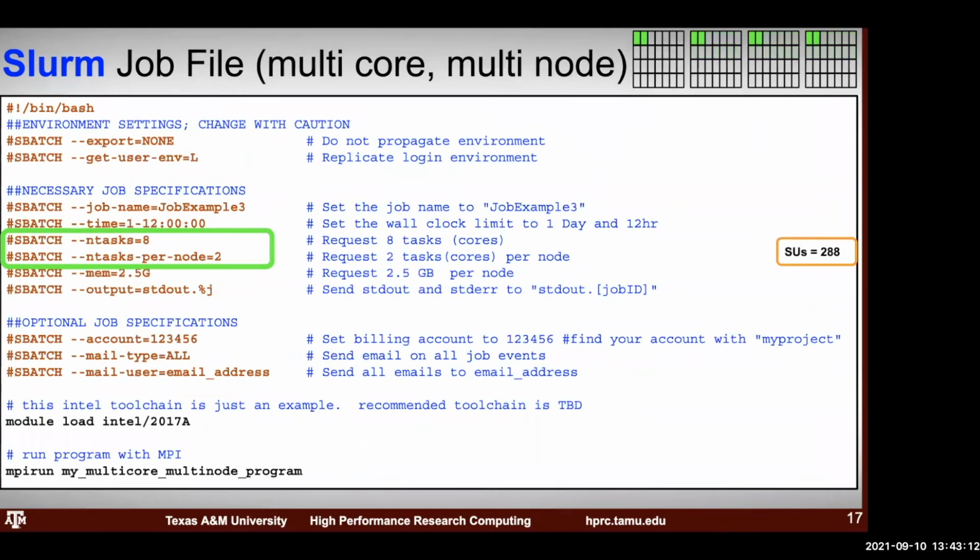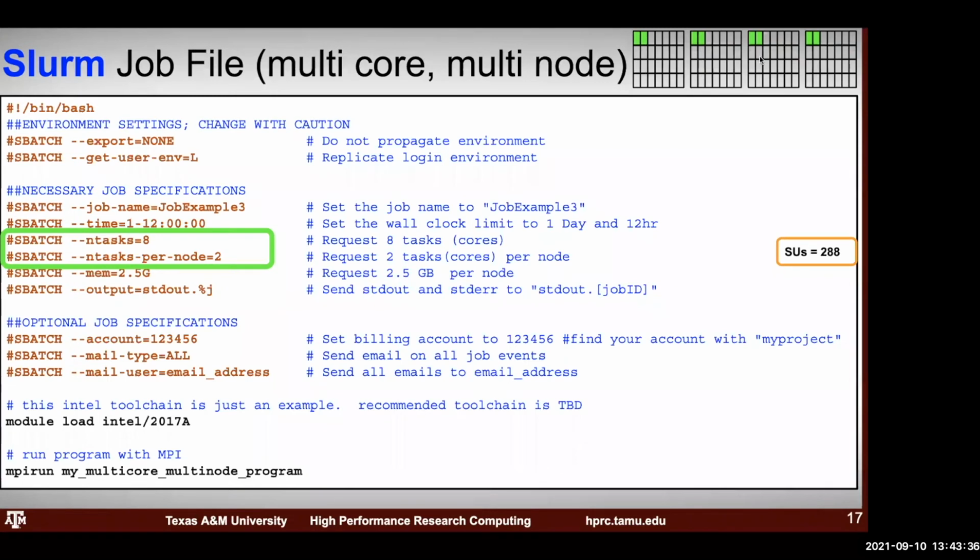Okay, SLURM job file, multi-core, multi-node. So we're using many cores on many nodes. This is kind of a funny example because we're saying 8 tasks and then 2 tasks per node. Very similar to how we had the 28 cores divided by 4, so we had 7. Same deal here, 8 cores total, but only 2 per node. Like I said, this is a very funny example.